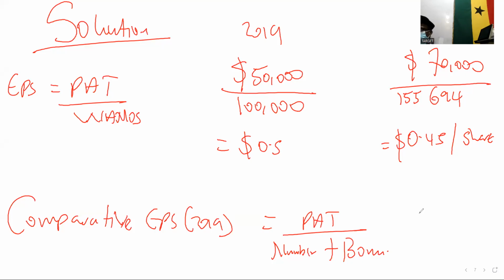Now, let's calculate the comparative. Bring 2019's profit after tax, $50,000, divided by the number of shares that they had previously, 100,000. This one, let me do it at the other side.